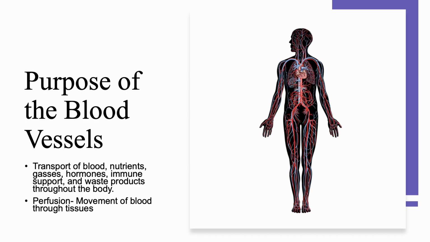Blood vessels also transport hormones that regulate body functions and carry immune cells that help defend against infection. At the same time, they remove waste products such as carbon dioxide and metabolic byproducts, so these substances can be eliminated by organs like the lungs and kidneys. The movement of blood throughout tissues is called perfusion. Adequate perfusion is essential because cells depend on a constant supply of oxygen and nutrients to survive.